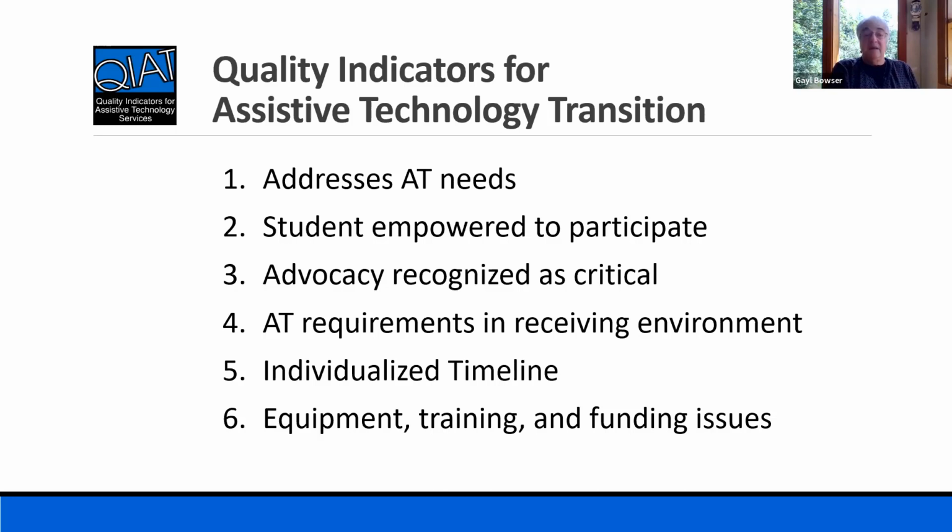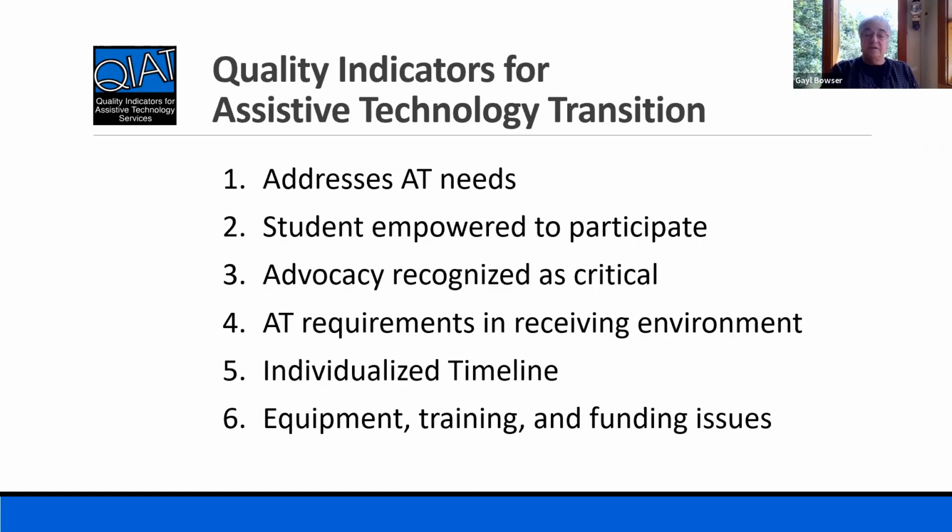One way to address that issue is indicator number 2, where we want to empower students to participate in their own transition planning, and particularly the planning around how they will use assistive technology in their new environment. If the student can't be a self-advocate, then indicator 3 comes into play, and we make sure that there are advocates for the student's use of assistive technology in both the sending environment and the receiving environment, and as often as possible, that parents are a part of that advocacy initiative.